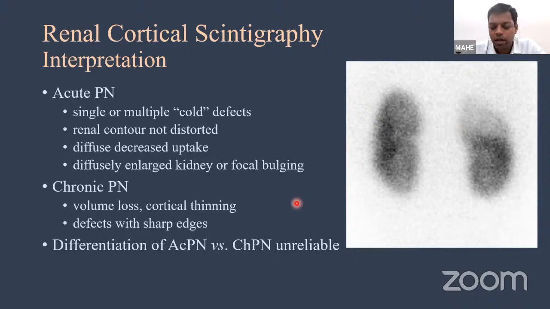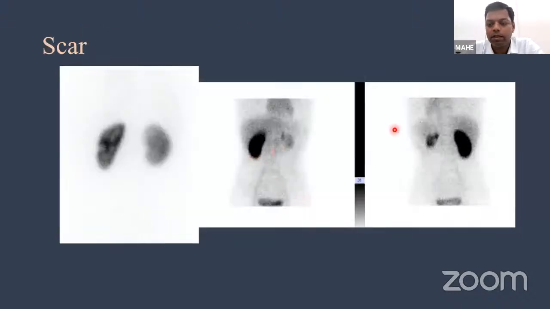However, in scarring, I will just show you. This is how a scar looks like. There is an abrupt cutoff of the cortex. If you compare with acute pyelonephritis, you can actually see the cortical outline, but the radiotracer uptake is decreased. However, in scar, it is not so. However, it is difficult usually in day-to-day practice to differentiate clear cut. It is usually correlated with the clinical picture.